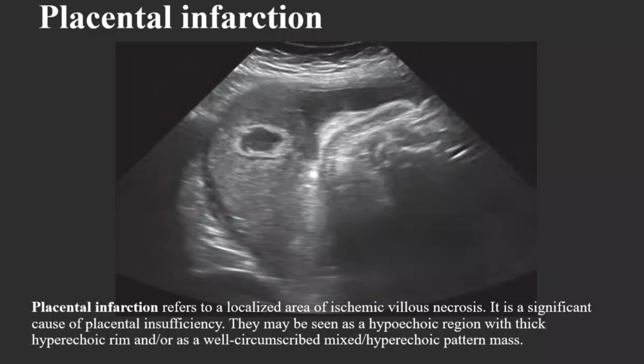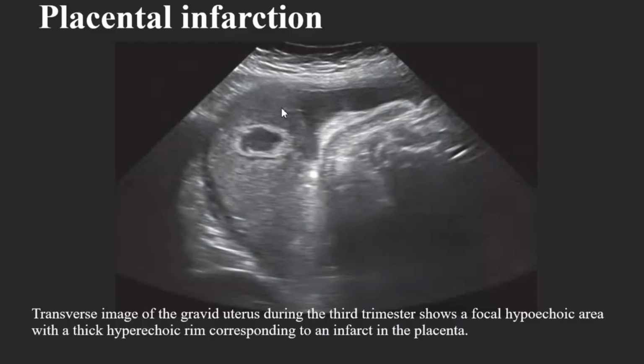And here we can see the transverse image of the gravid uterus during the third trimester, and it shows a focal hypoechoic area with the thick hyperechoic rim corresponding to the infarct in the placenta.